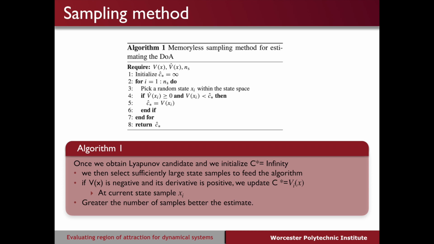Once you enter the if condition, it updates C star to the current Lyapunov value corresponding to the current sample. This if case is shown in statements 4 to 6 in the algorithm. Now step 4. Once all the samples are iterated, the last value of C star is your maximum stable level set value.